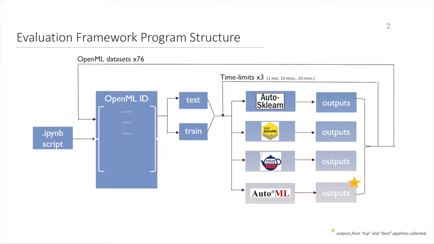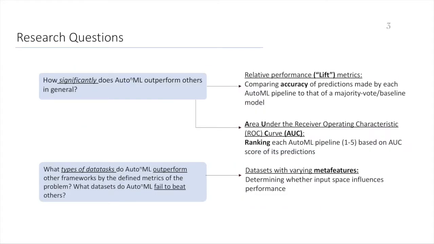From each AutoML system, we collect the predicted labels from the top pipeline, which achieves the highest area under the ROC curve, or AUC score, on the training data. From AutonML specifically, we will also collect predicted labels from the best pipeline, which achieves the highest AUC score on the test data predictions. In the analysis of our results, we pose research questions such as how significantly AutonML outperforms others in general.